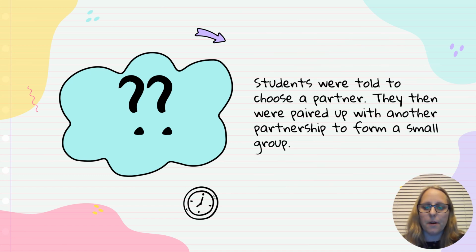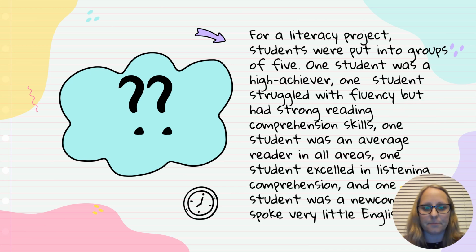Students were told to choose a partner. They then were paired up with another partnership to form a small group. Heterogeneous, right? They're mixed abilities. They randomly picked a partner. They were randomly put with another set of partners.